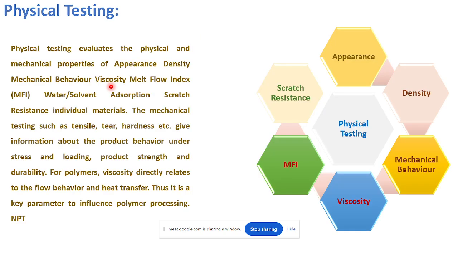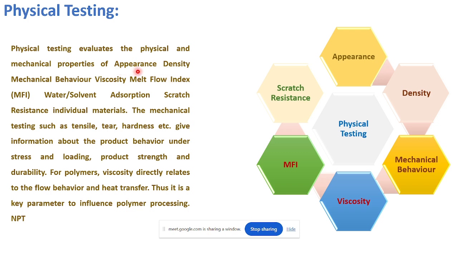Next is physical testing. So physical testing, we touched on this last week in a very short time. To perform this, you need to do different physical testing. So in physical testing, there are also different testing methods.